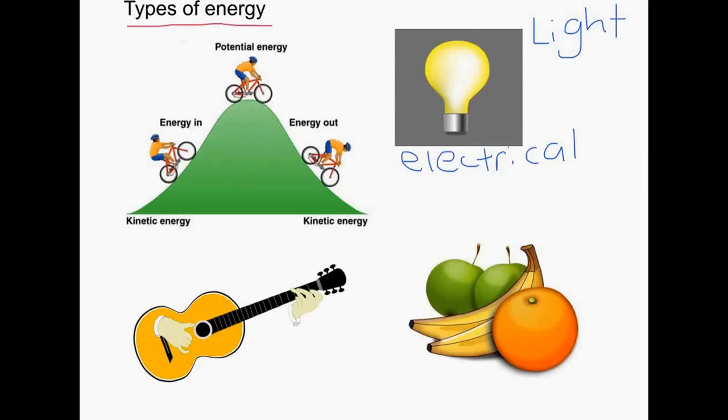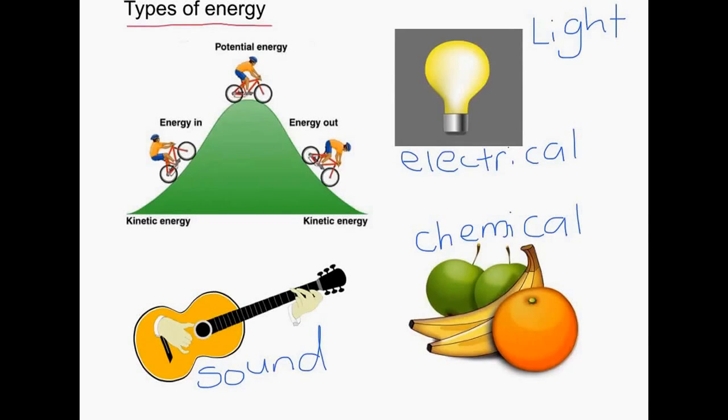What we've got here also is a bunch of fruit. So we've got apples, bananas, and oranges, and that kind of energy is chemical energy. So when we eat food, we get chemical energy, which our body then can use to let us walk, run, learn, whatever we need to do. Over on the bottom left-hand corner, we've got a person playing a guitar, and this is going to be sound energy, because we can hear the energy, we can hear the music.